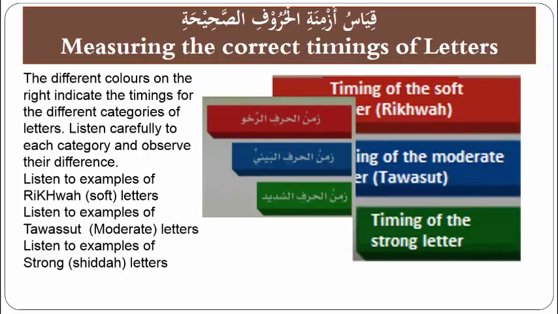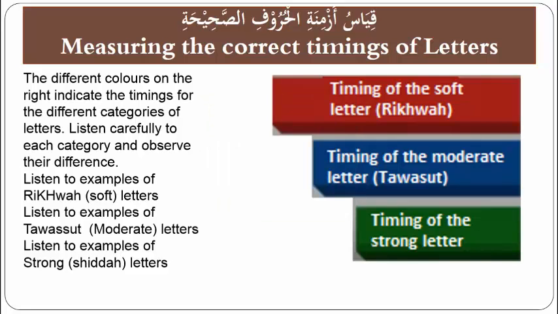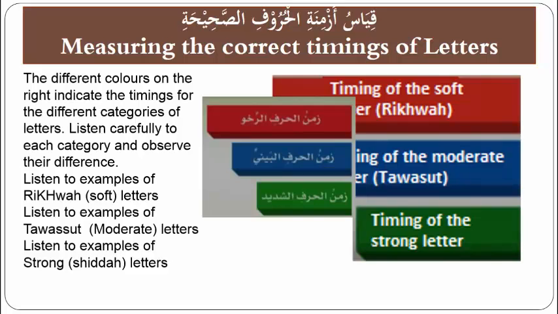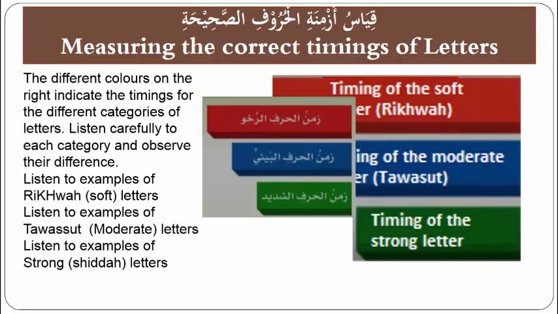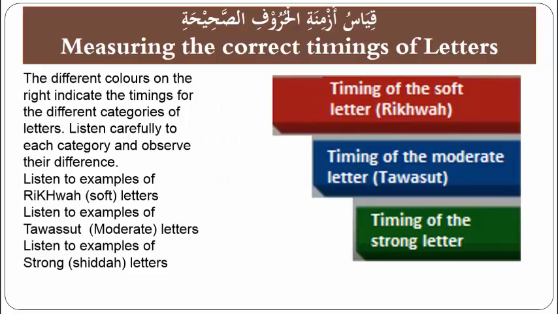Ash, af, ah, al, az. Now listen to the examples of the moderate letters, the tawassut letters. Am, an, a, al, ar. Now listen to the examples finally of the strong letters. Aqa, ya, ab, ak, at, ad.